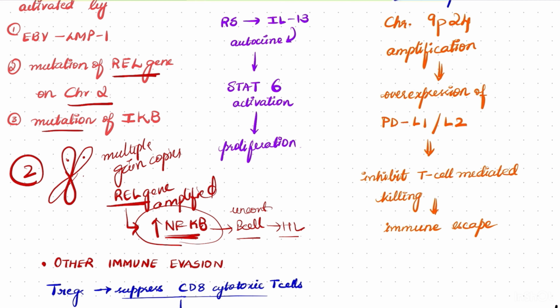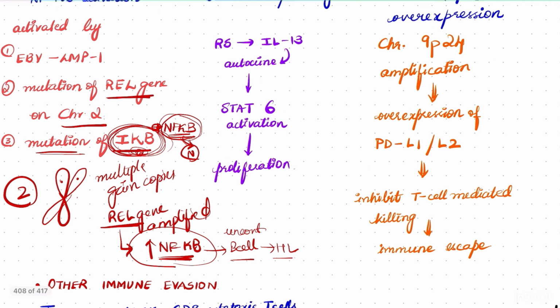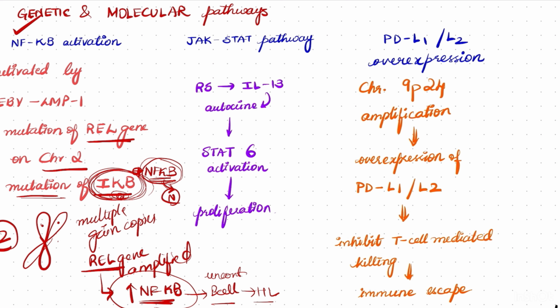Also, there can be mutation of inhibitors of NF-kappa B. I-kappa B will bind to NF-kappa B and cause its inactivation. If there is a mutation of these inhibitors, the NF-kappa B will be free. Always it is in free form and it gets translocated to the nucleus and causes gene expression. So when there is no control, no inhibitors, no check, the mutation of inhibitors will cause loss of this check. The nuclear factors will get translocated to the nucleus and cause B cell proliferation. This is about the NF-kappa B activation.